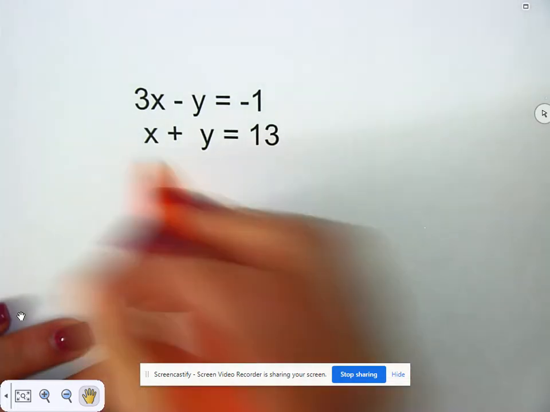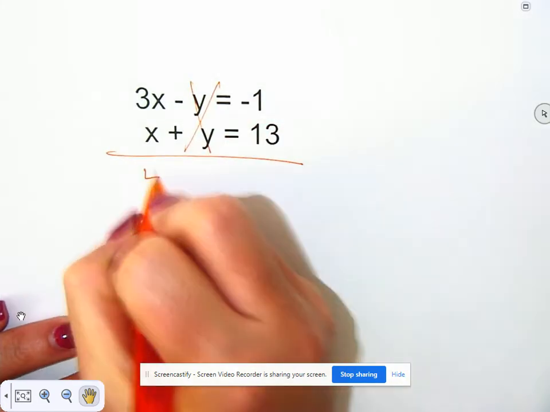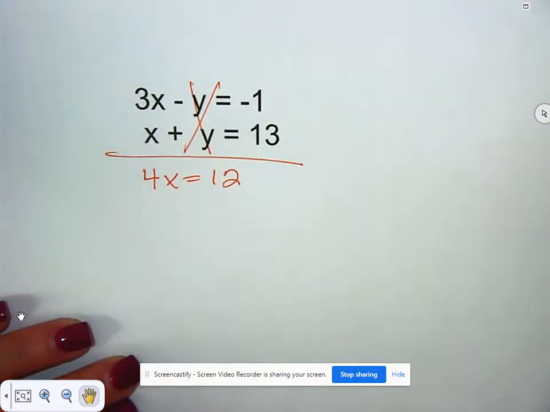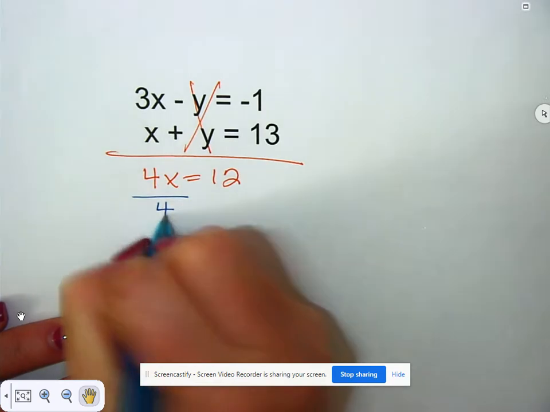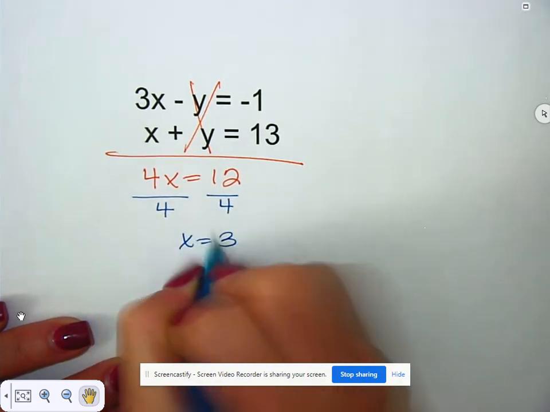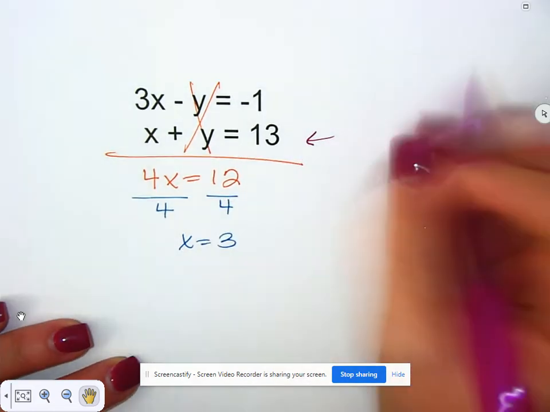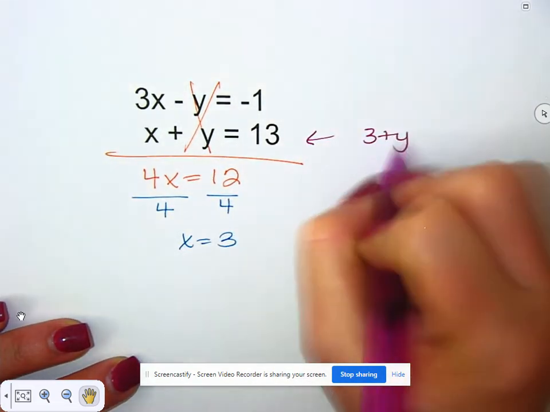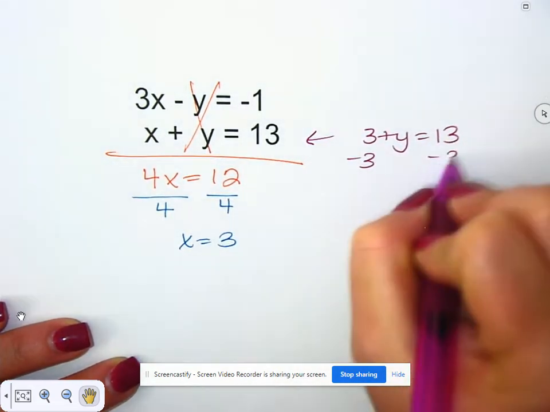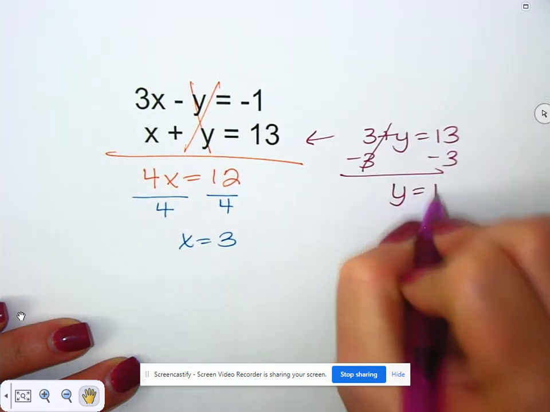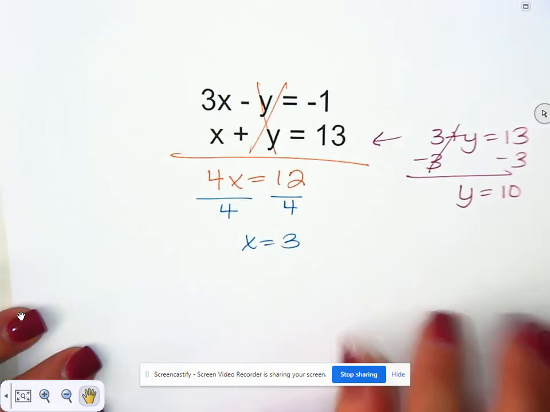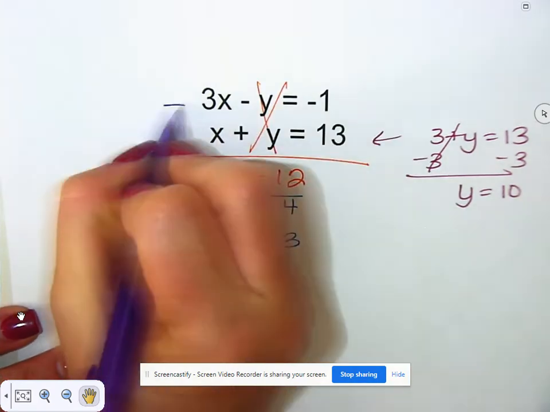All right, so if I add these together, my y's cancel, so I have 4x equals 12. So x is 3. Again, I would choose the bottom, and I'll show you in a second, though, that if you chose the top, you would get the same answer. So let me choose the top on this side just to show you.